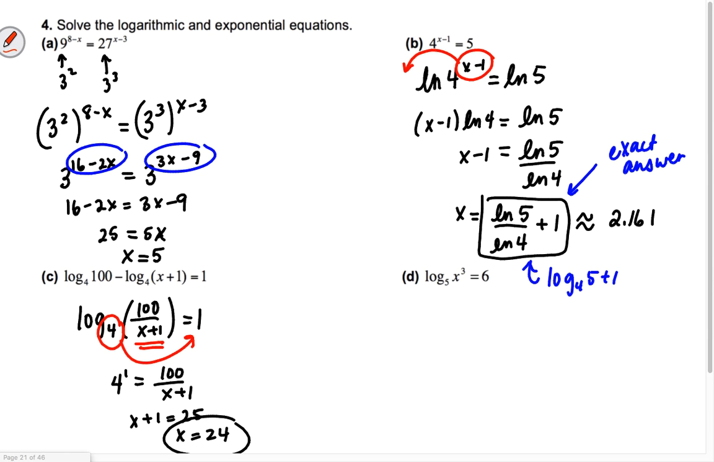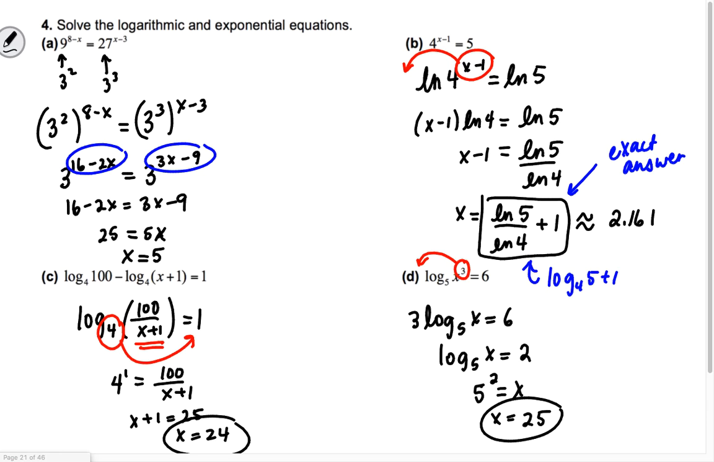And then same thing here, make it easy on yourself. I wouldn't solve an equation that has x cubed. I would bring that 3 to the front. And then I would divide it over. So I have log base 5 of x equals 2. So 5 squared equals x, so x equals 25. It's much easier than finding 5 to the 6th. Can you imagine? I don't know what 5 to the 6th is. Don't do it that way.